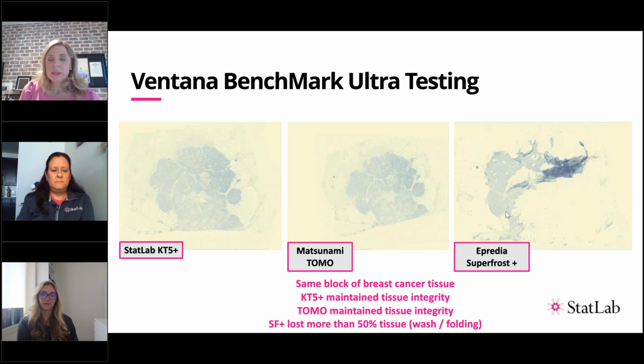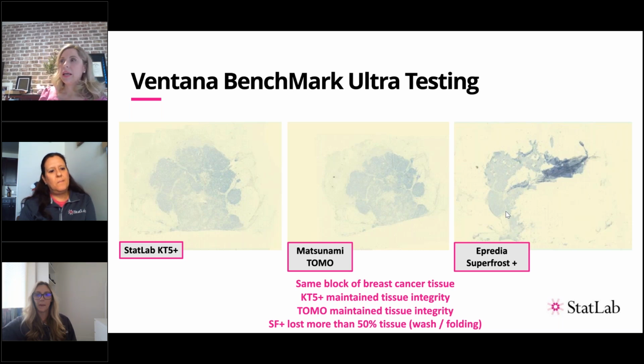Same protocols. You can see both the Tomo and the StatLab KT5 Plus maintain tissue integrity post staining, but we did not see that with the Superfrost Plus slide. There's a lot of folding and a lot of loss, and more than likely, if that happened in a lab, you would have to recut and restain that slide. Rachel, I don't know if you've got audio back and a better connection. Thinking through that, if you had a slide where it's folded and lost, what's the result? How does that impact you?